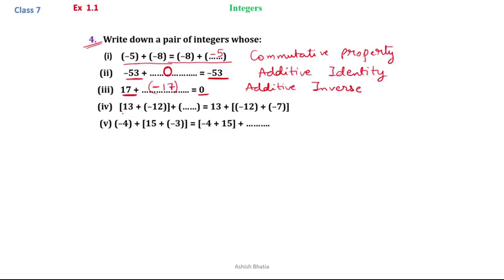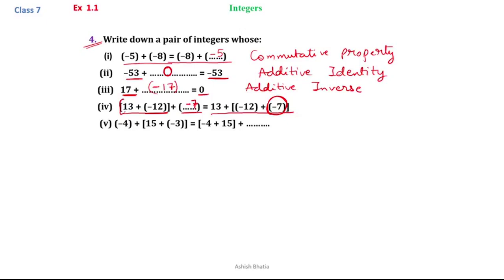Fourth one, we have to fill in the blanks. So 13 plus minus 12. What should be added here so that it is equivalent to the right hand side? In the right hand side, there is a number minus 7 which is missing here. So we can keep it here, minus 7.